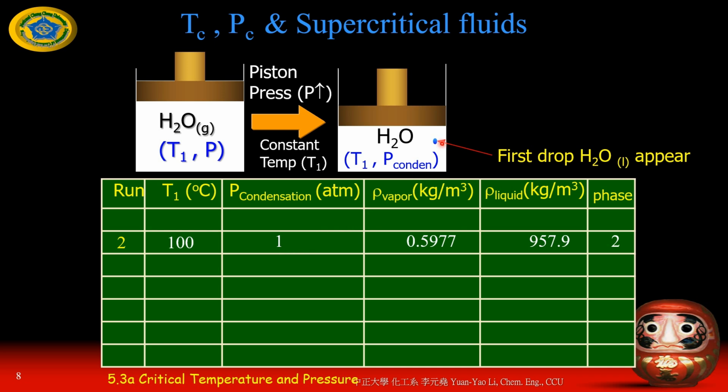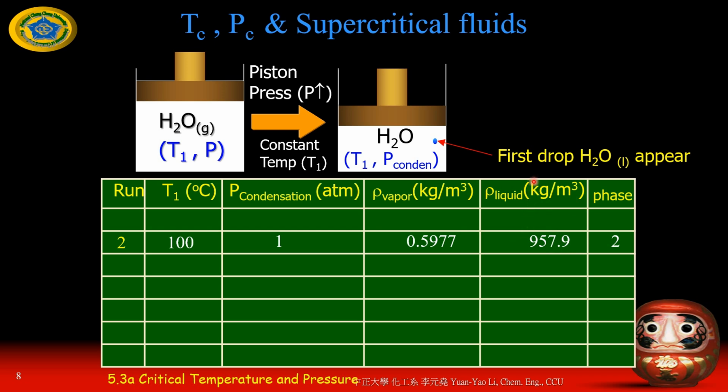At this moment, the density of the vapor is 0.5977. And at this moment, the density of liquid will be 57.9 kilogram per cubic meter. You might say, well, Professor, something is wrong. When I learned the density of water, it is about 1,000, right?